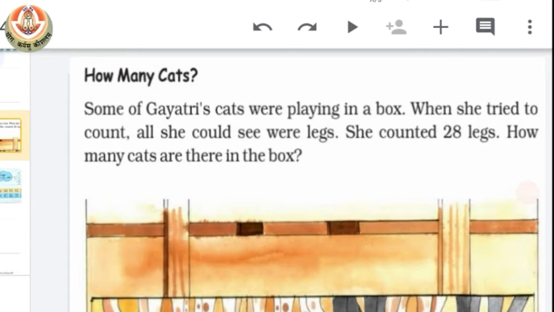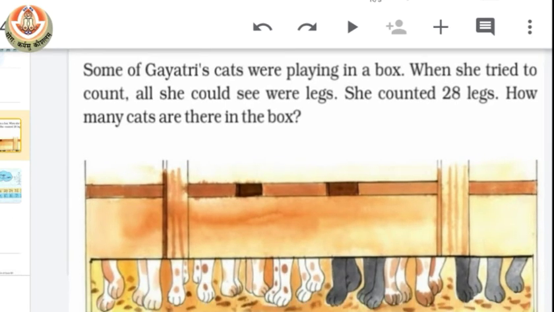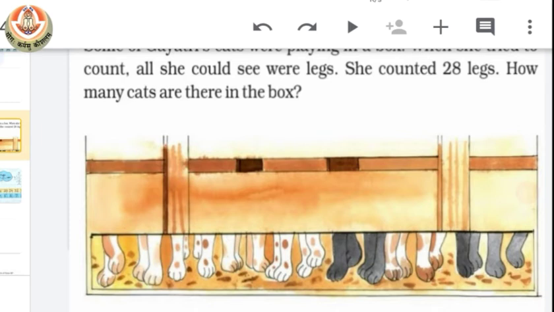How many cats? Some of Gayatri's cats were playing in a box. When she tried to count, all she could see were their legs only. So she counted 28 legs in total. So we have to answer how many cats are there in the box.